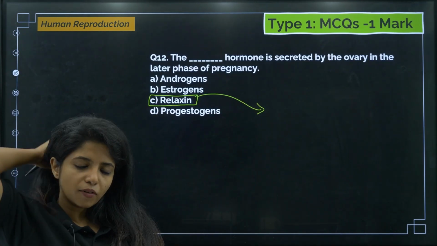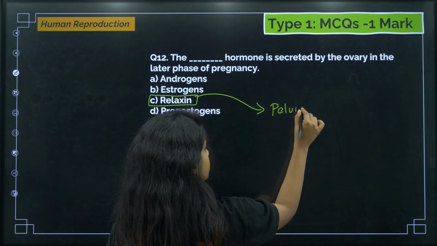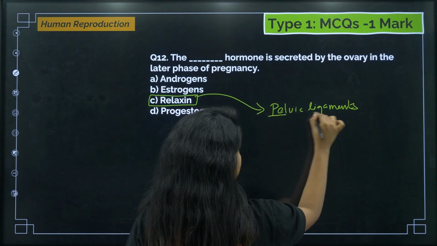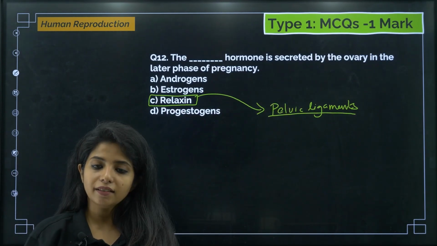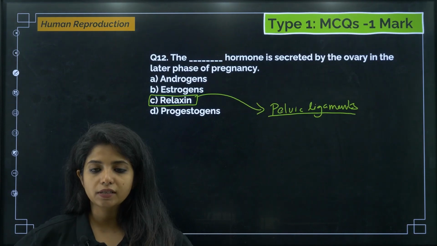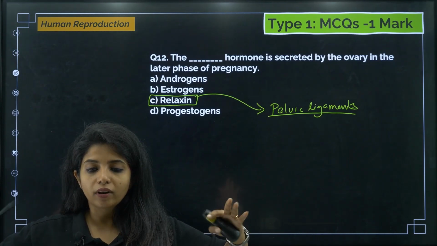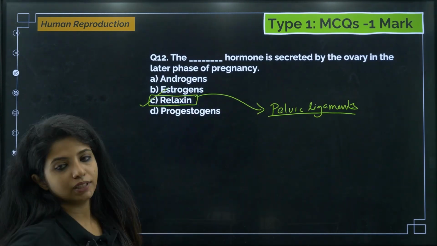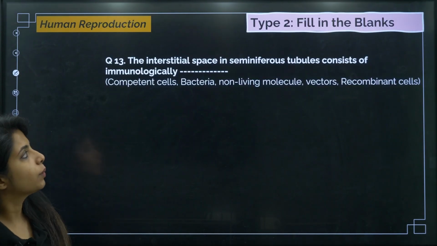It says, after lots of stress, now you have to relax. It tells the pelvic ligaments to please relax. In that way only the baby can move out. The expulsion of the baby can take place. That is why it is asking all the muscles and everything to relax slowly. Relax as in they will open up. So what will happen? The baby can move out easily. So relaxin is the one that is released by the ovary. Always remember that. Okay, going ahead.